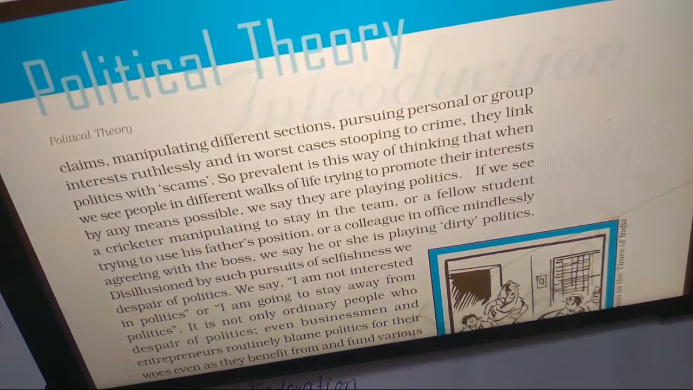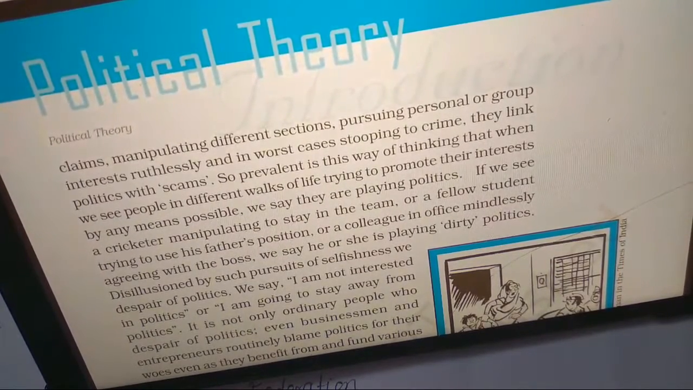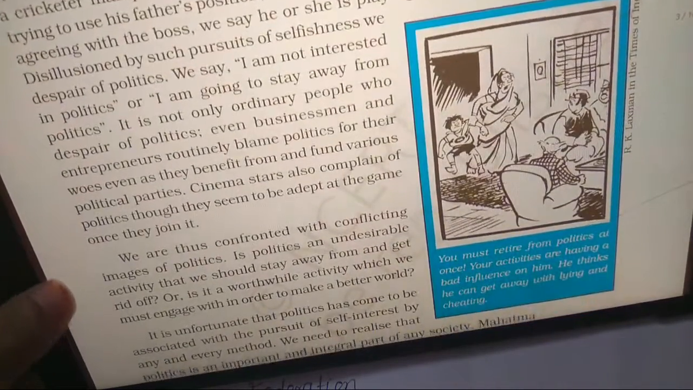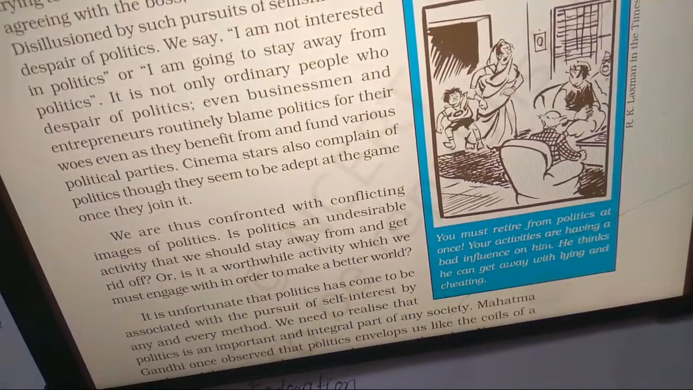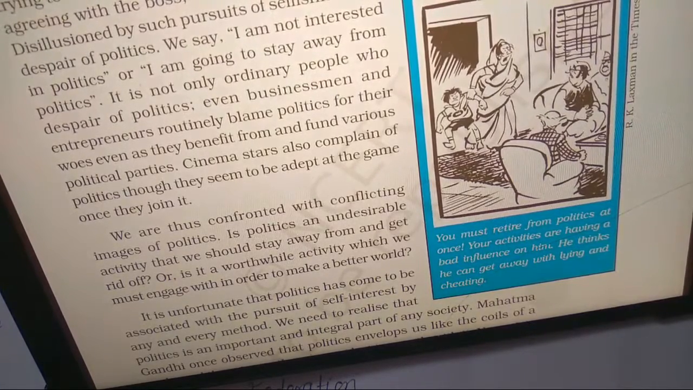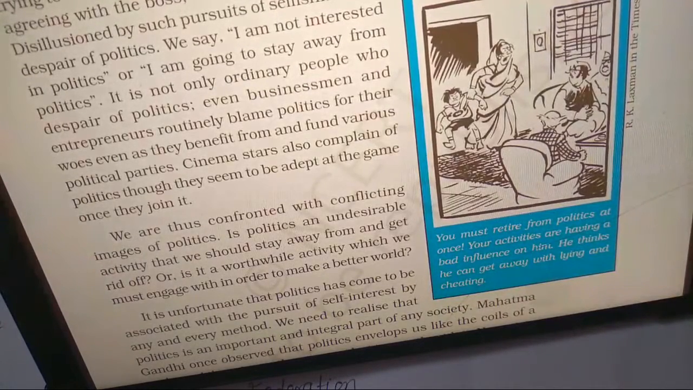Disillusioned by such pursuits of selfishness, we despair of politics. We say, I am not interested in politics, or I am going to stay away from politics. It is not only ordinary people who despair of politics, even businessmen and entrepreneurs routinely blame politics for their woes, even as they benefit from and fund various political parties. Cinema stars also complain of politics, though they seem to be adept at the game once they join it.